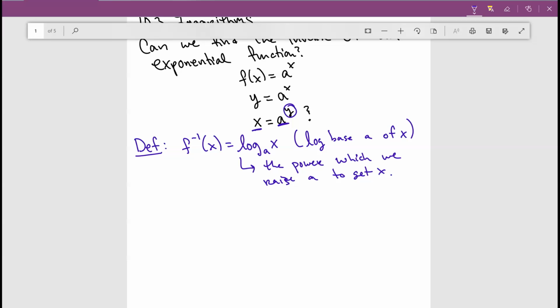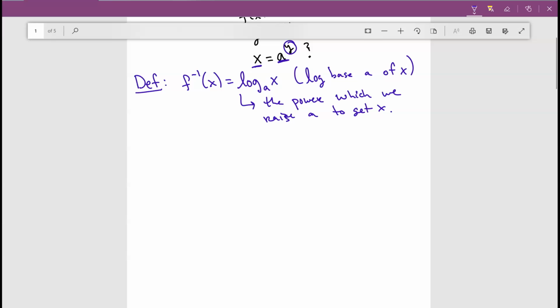Log is Greek for logos. There actually is some meaning behind why we chose log. You can research that if you'd like, but there's a reason why we chose log. But that's basically what it is. Now a few things about this log function and what exactly it does, and then we'll do some examples.